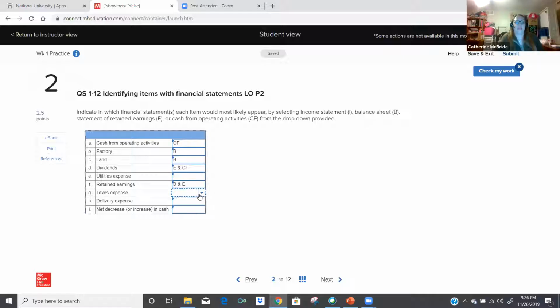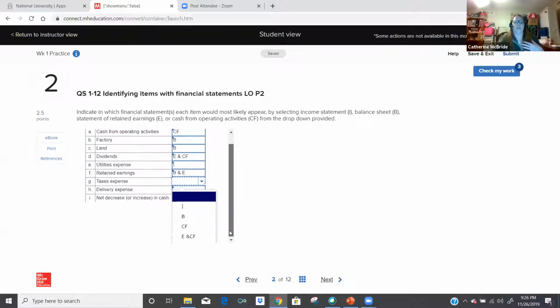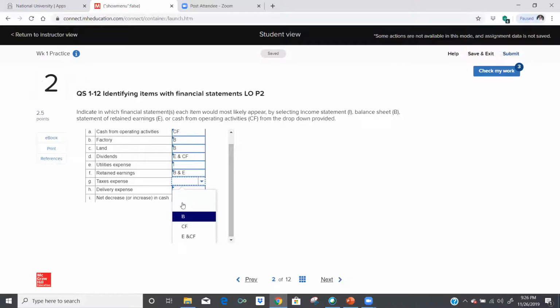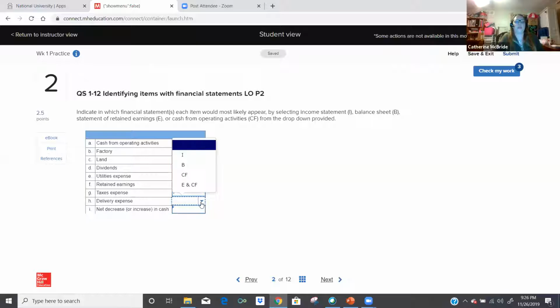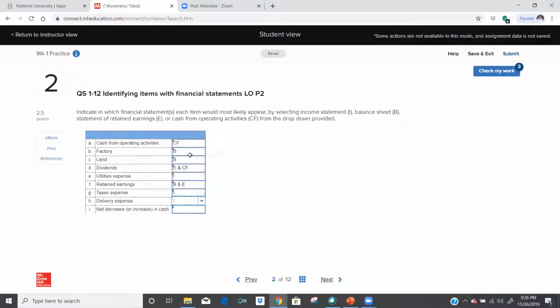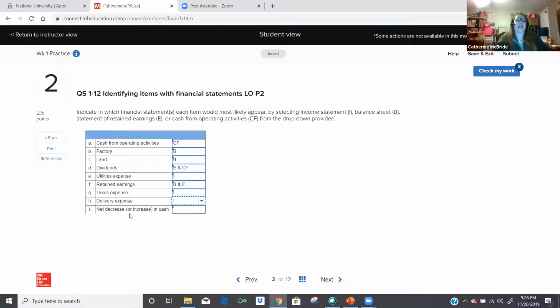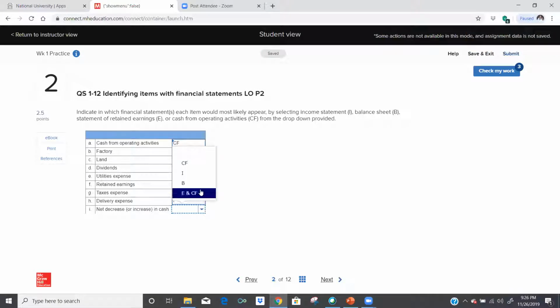So tax expense. Tax expense is an expense. What financial statement do you think you're going to find tax expense on? Income statement? Income. Yep. Delivery expense. Where do you think you're going to find delivery expense? Income statement. Income statement also. And then a net decrease or increase in cash, because we're just talking about cash. Where do you think you're going to find that? Cash flow. Yep.